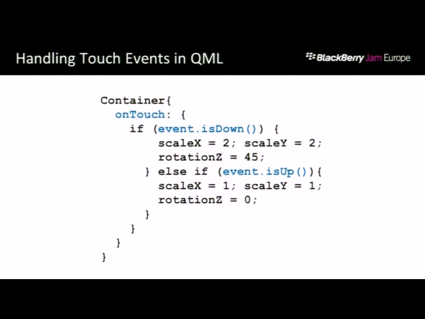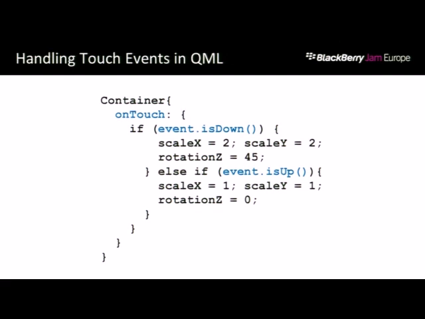Here's the QML code for how this app works. You just connect your container, this is a container with this bubble, to the on-touch signal. If you had a button or some other core control, they react to different signals. The button, for example, reacts to on-clicked. Here we use the on-touch signal. And the only thing you have to do is check, is it down or up? And we scale and rotate.